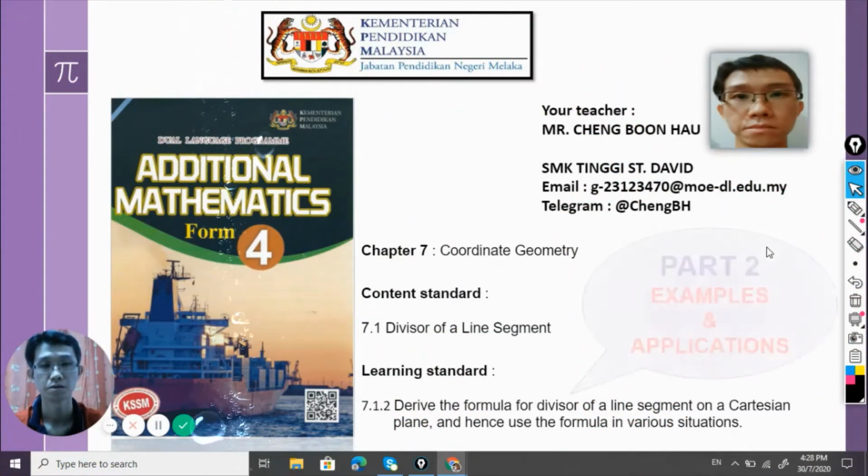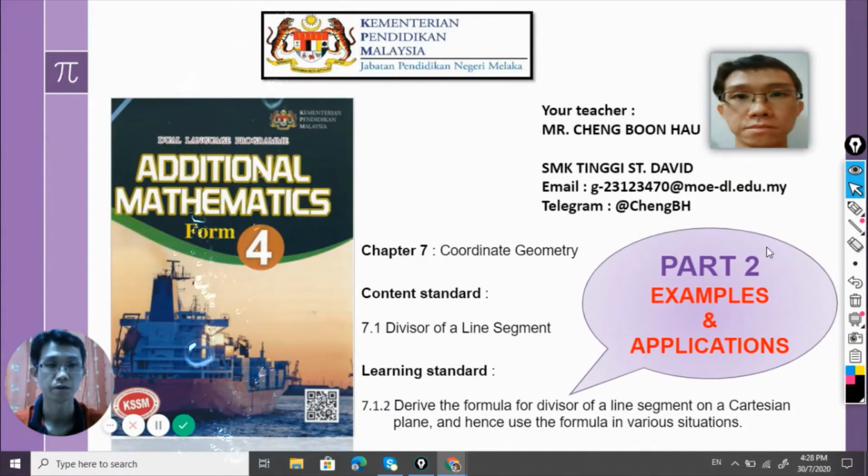Today I'm going to share with you part 2 of the previous lesson that we have done on 7.1.2. In the previous lessons, I've shared with you part 1 on how to derive the formula for the division of a line segment, and today I'm going to share with you part 2 on how to use and apply the formula that we derived in various situations in our daily life.